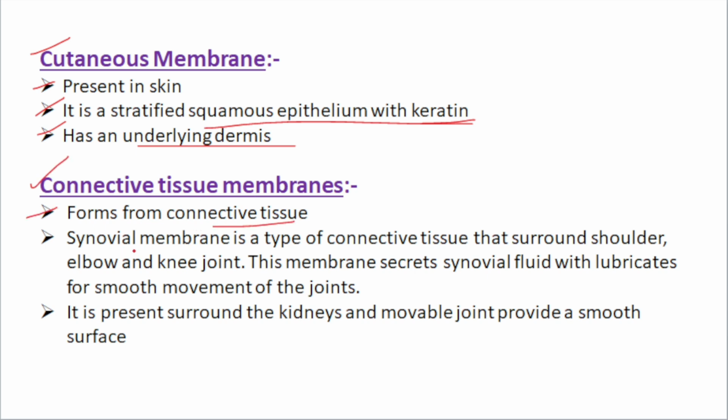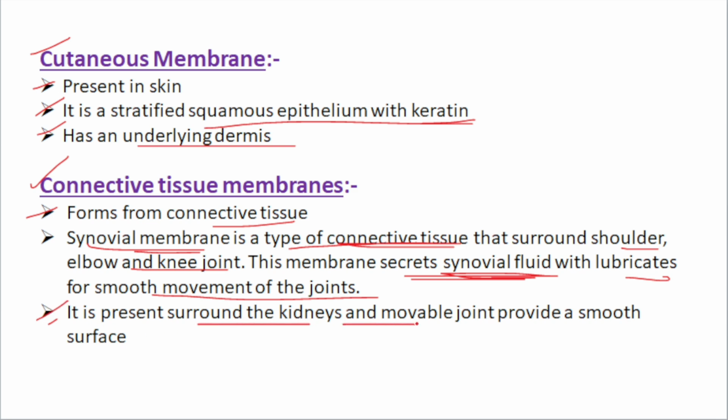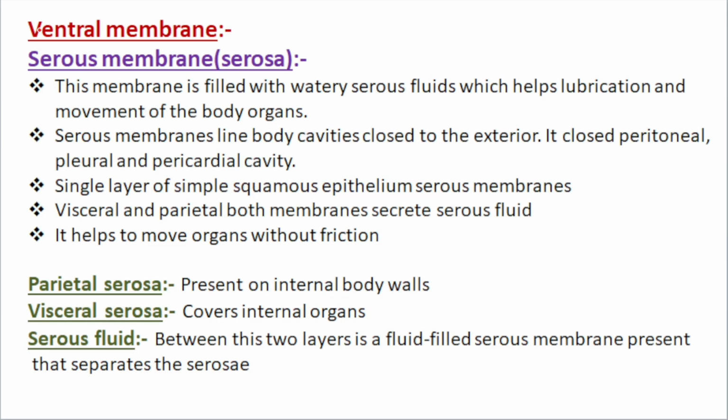The synovial membrane is also a type of the connective tissue that surrounds our shoulder, elbow and knee joints. This membrane secretes synovial fluid as lubricant for the movement of the joints. So due to the secretion of the synovial fluid, this membrane is called the synovial membrane, which is a type of the connective tissue. And the connective tissue membrane that surrounds the kidney and the movable joints helps to provide a smooth surface. Then ventral cavity, that is mainly surrounded by the serous membrane or serosa.